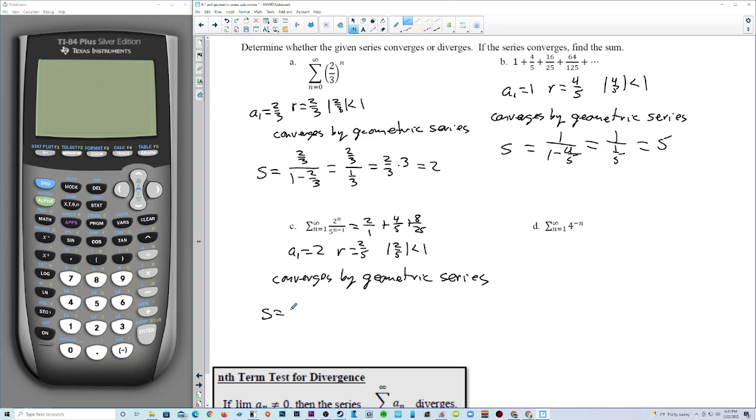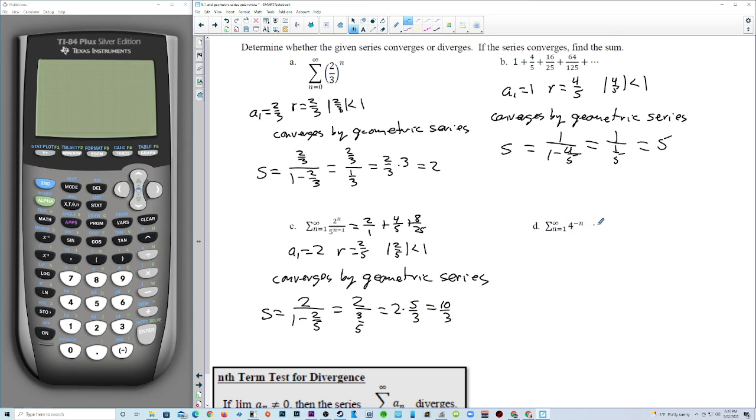The sum is equal to a sub 1 over 1 minus r, which is 2 over 3/5. And so that's 2 times 5/3. So this converges to 10/3.